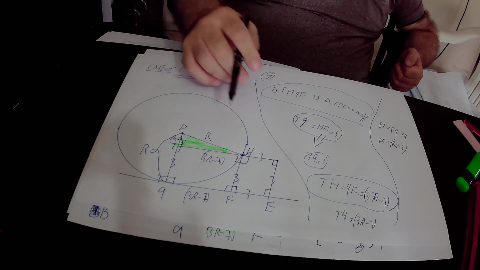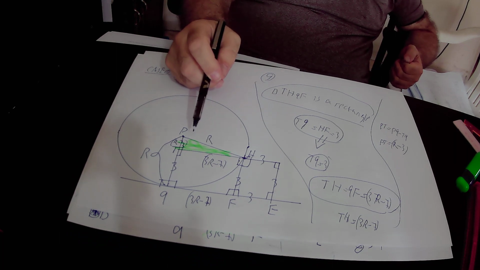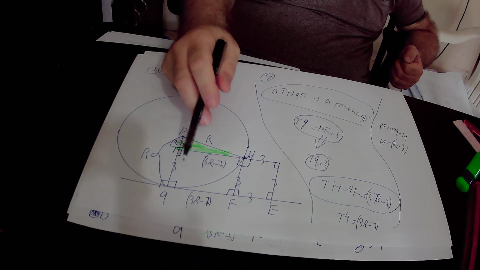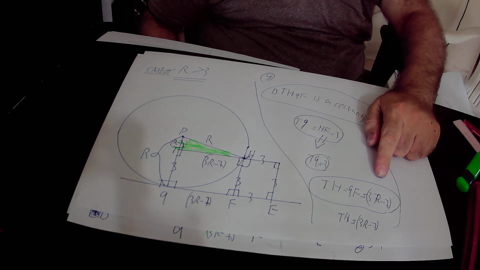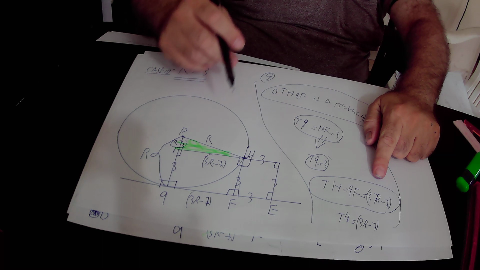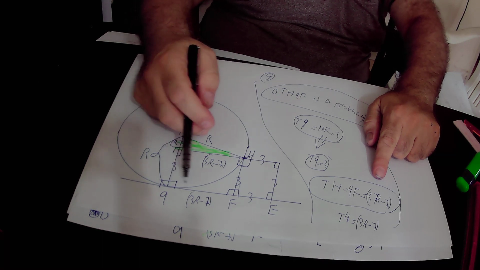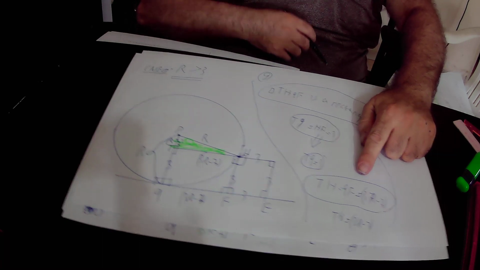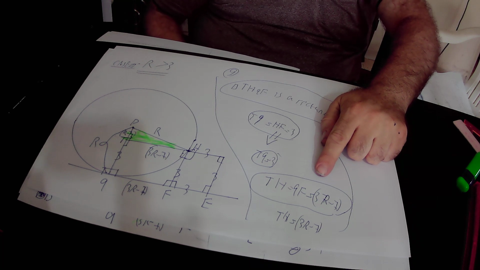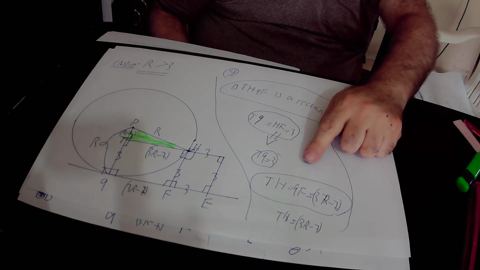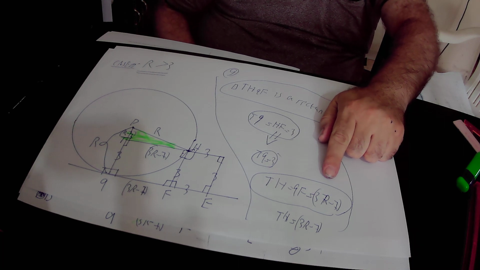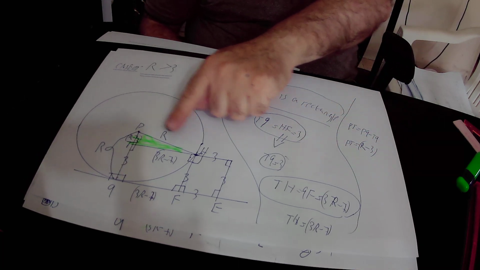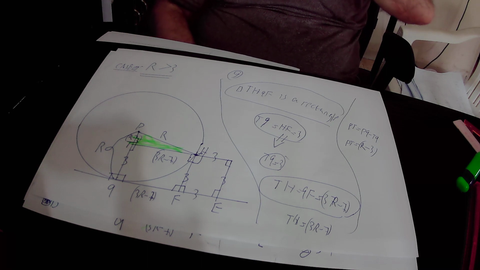Likewise, according to the same rule that the opposite sides of a rectangle are equal to each other, we get that TH equals QF. TH equals QF, but here we have found out that QF equals 3R minus 7, so from this equation TH equals QF equals 3R minus 7, we will derive that TH is also equal to 3R minus 7.